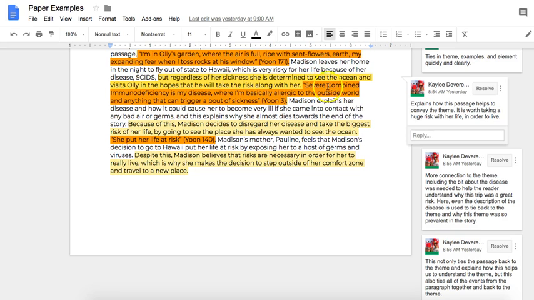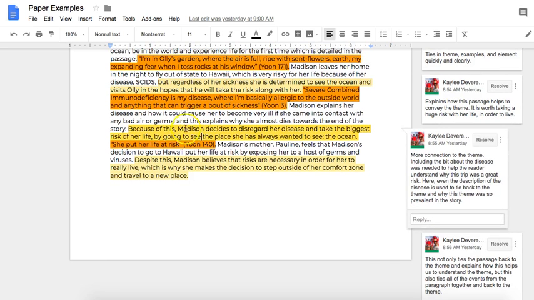Now we've got here, she had to include this piece because she needed to define what the disease was. You won't necessarily need passages like this, but this had to be included just to make sure everything was clear. Severe combined immunodeficiency is my disease, where I'm basically allergic to the outside world and anything that can trigger a bout of sickness. Madison explains her disease and how it could cause her to become very ill if she came into contact with any bad air or germs. And this explains why she almost died toward the end of the story.